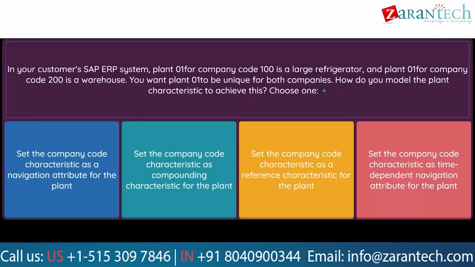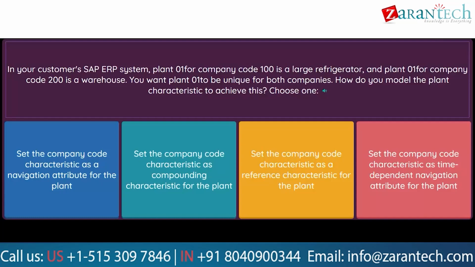Question: in your customer's SAP ERP system, plant 01 for company code 100 is a large refrigerator, and plant 01 for company code 200 is a warehouse. You want plant 01 to be unique for both companies. How do you model the plant characteristic to achieve this?